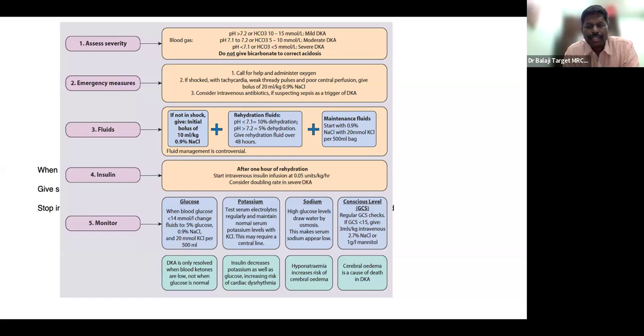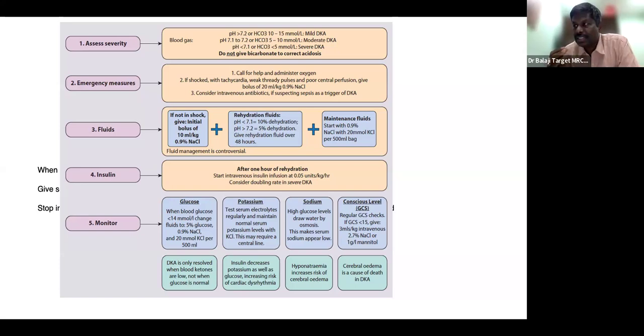So try to categorize mild DKA, moderate DKA, severe DKA. That is based on the pH. More than 7.2 will be your mild DKA, moderate DKA is 7.1 to 7.2, and less than 7.1 is your severe DKA. So remember, less than 7.1 is the severe DKA, and more than 7.2 is your mild DKA. So that is the most important.